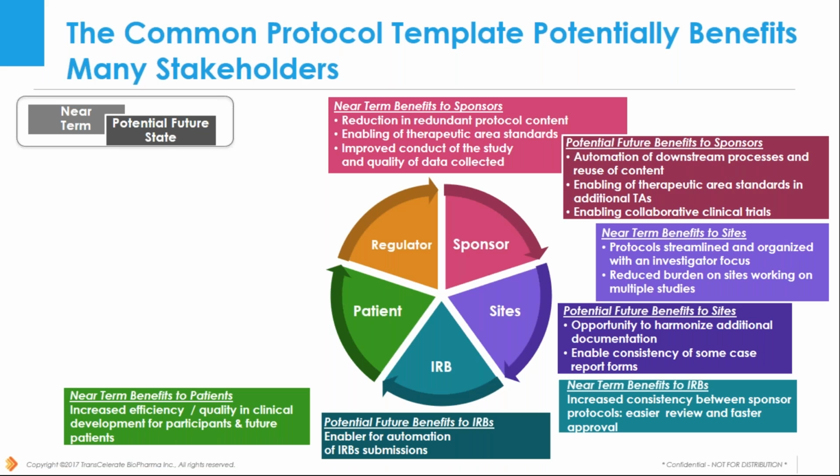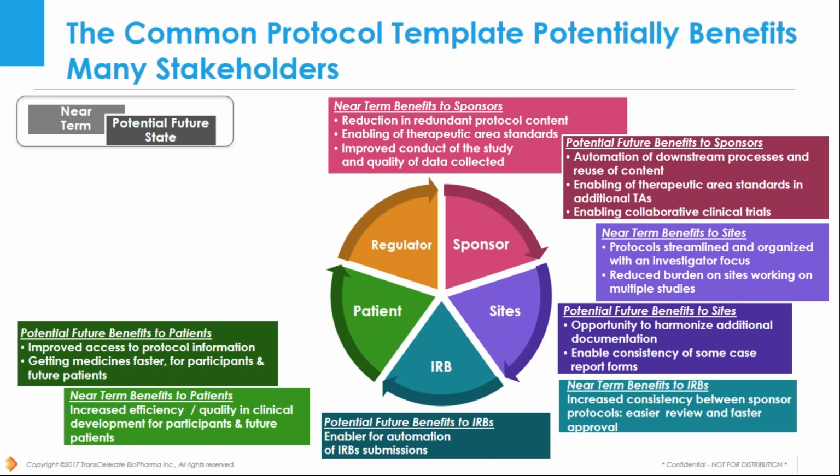Looking now at the patient perspective, some of these immediate benefits to sites and IRBs would translate to increased efficiency in study startup and improved quality in ongoing trials for participants. In the future, the automation of downstream processes beyond the protocol could allow sponsors to get medicines to patients faster.